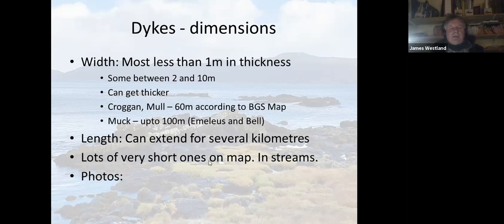Now, the reason that they're short is not because they're just little short dikes. It's because they've found them in stream sections and places like that, and that's the only place you can actually see them. You can only see a small section of it. So what's on the map is just what they've been able to see. There might be a lot more than that. We'll see that later. Get some photos of these things.